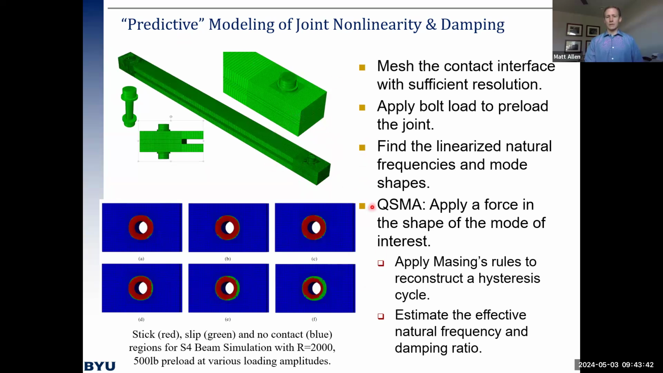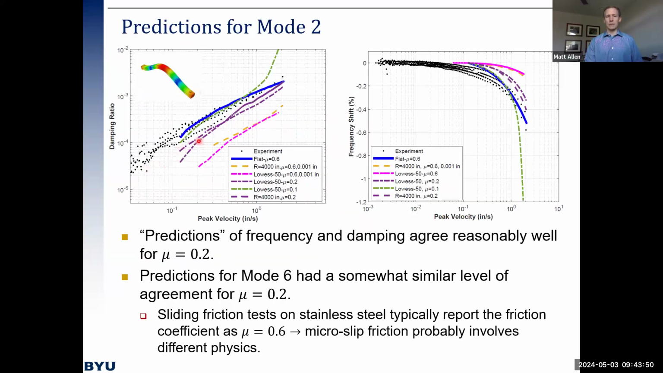So we did this on this structure in the course of a couple days per quasi-static simulation. We could come up with frequency and damping versus vibration amplitude. And we compared that with measurements. So the dots here are measurements from an actual beam. We looked at various models here, different friction coefficients, different ways of approximating the roughness of the surface.